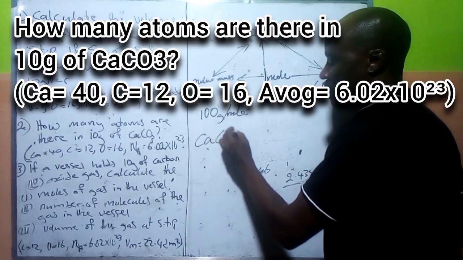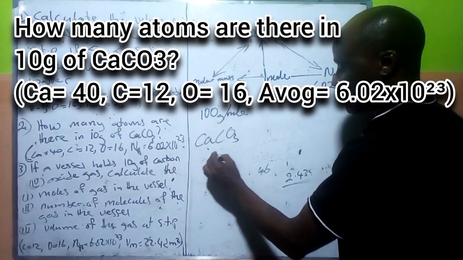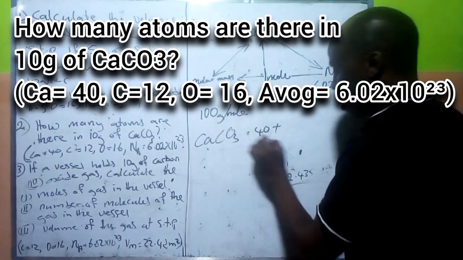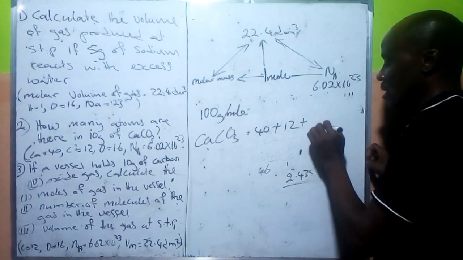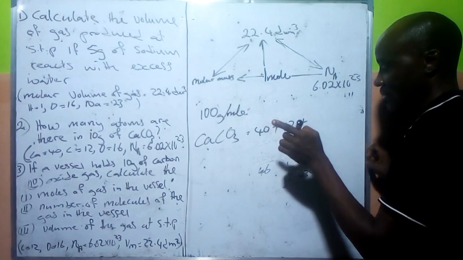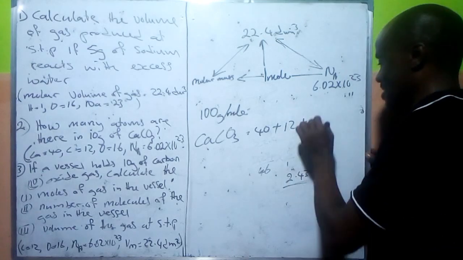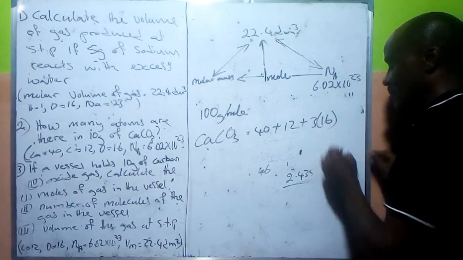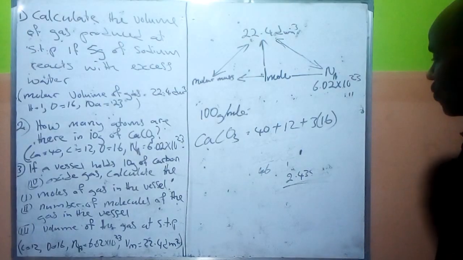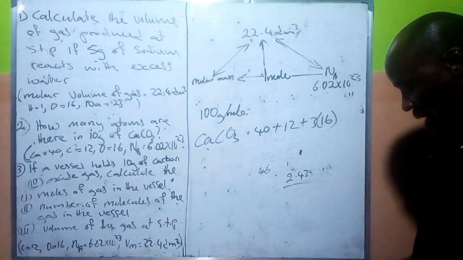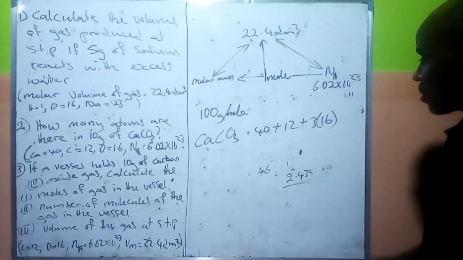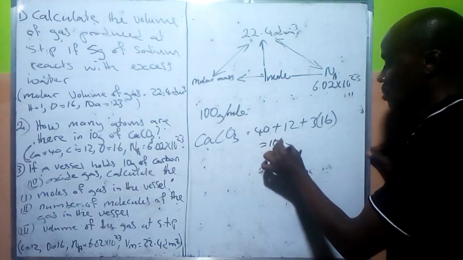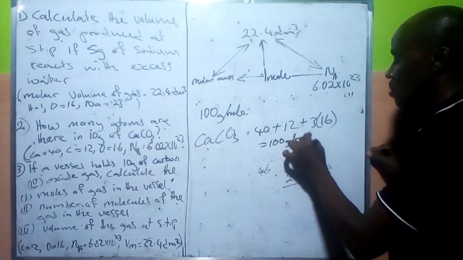Now let's quickly solve the problem. Calcium is what? 40. We add 40. Carbon is 12, plus 12. Then oxygen is 16, 16 times what? 3. So if we add up everything we have here, plus 40, we will have 100. That will give us the 100 in question, 100 grams per mole. So that is the molar mass.